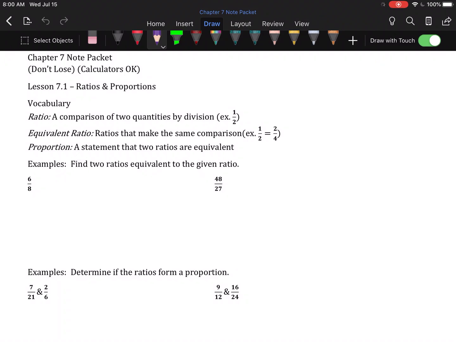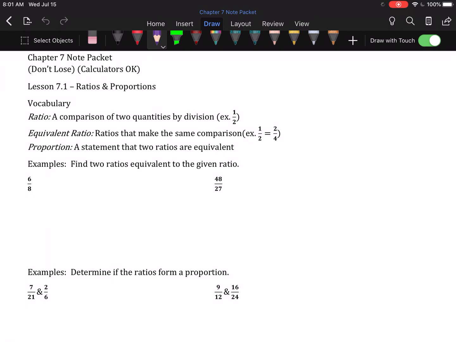Chapter 7 is all about ratios, proportions, cross-multiplying, dividing, things of that nature. So, vocabulary. A ratio is a comparison of two things by division. For us, it's basically a fraction.